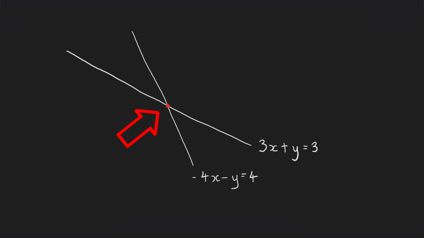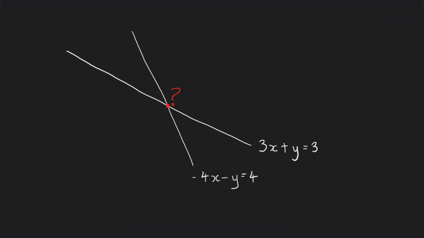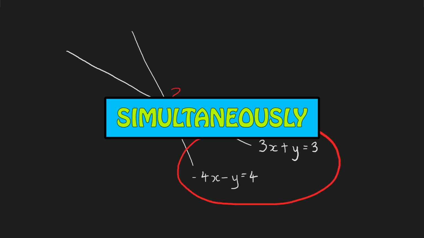Alright, let's say you drew two straight lines, 3x plus y equals 3, and negative 4x minus y equals 4. And let's say we wanted to find the intersection point between these two lines. Normally when you want to find the x-intercept or the y-intercept of a line, you would just solve that equation by itself. In this case, we are trying to find the intercept between two lines. So you would have to solve these two equations together. Or in other words, you are solving two equations simultaneously.